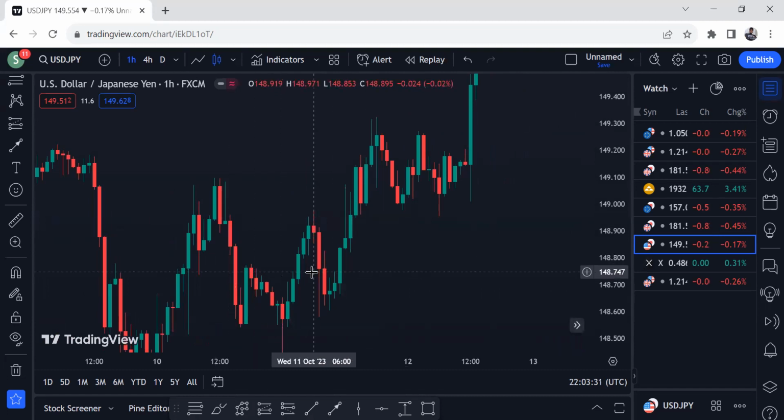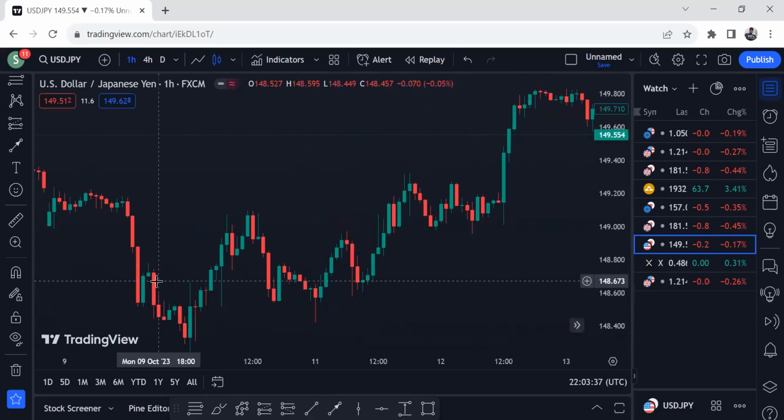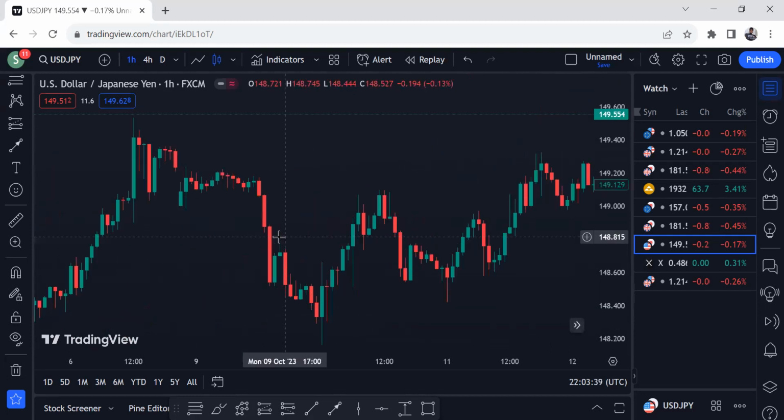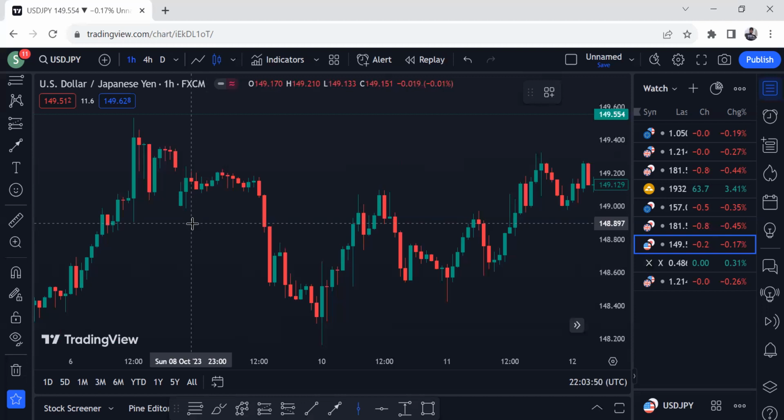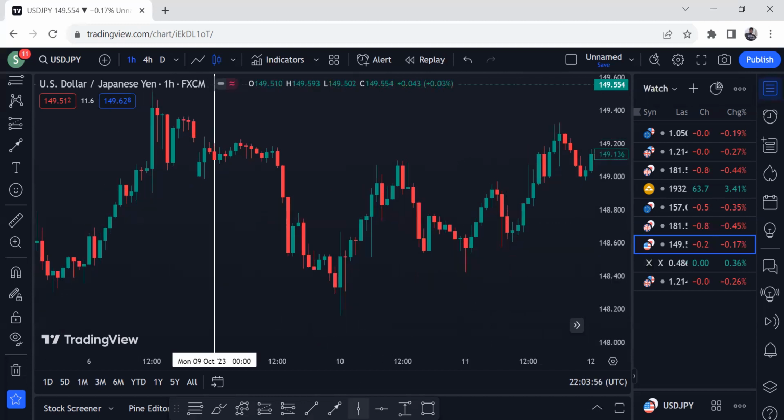So I'm just going to show you. Let me show you from Wednesday. I wanted us to go from Monday. These are all 1 hour. So let's say from Monday. I'm going to put a white vertical line to block the Monday. So this is Monday. Let me look at the end of Monday.